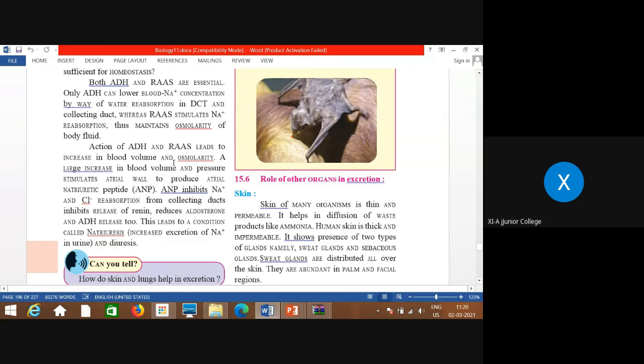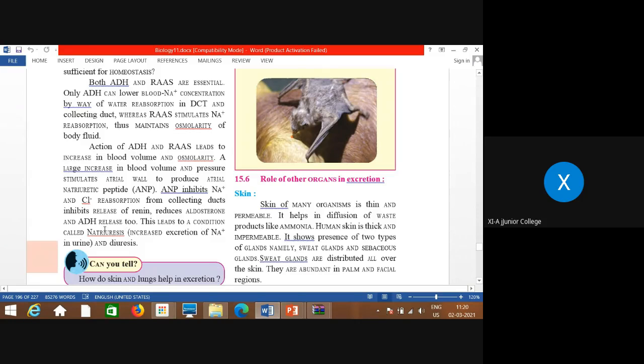So both the things are very important, and they work to maintain the blood volume pressure as well as osmolarity. This leads to an increase in the blood volume and osmolarity, and a large increase in the blood volume and pressure stimulates the atrial wall of the heart to produce atrial natriuretic peptide, called ANP. And this ANP inhibits NaCl reabsorption from collecting ducts, inhibits release of renin, and reduces aldosterone and ADH release too.